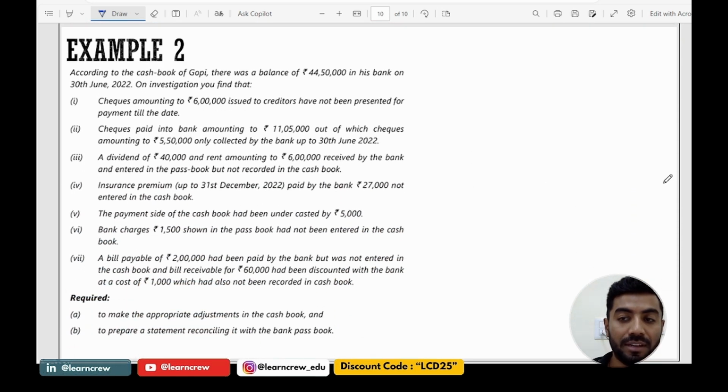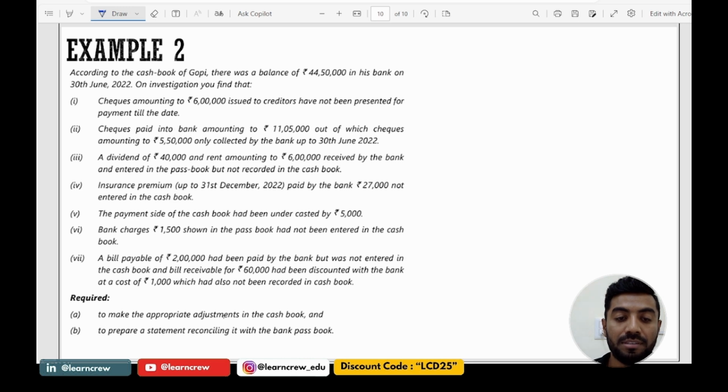So we discussed the adjusted cash book, right? This is an example for the adjusted cash book. The question says, according to the cash book of Gopi, there was a balance of 44,50,000 in his bank on 30th June 2022. So, okay, fine. Then what are they asking us to prepare?